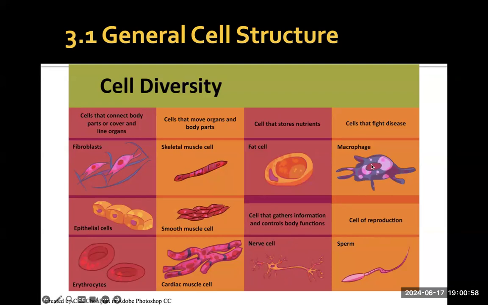Cells that fight disease are going to be like macrophages, lymphocytes, monocytes, basophil cells. These are going to fight diseases and make sure that anything that's bad is being attacked and killed, and then anything that's good is going to be able to stay alive. And then the last part here is we have cells that are for reproduction. So males produce sperm and females produce eggs or oocytes, and those are to help reproduce.